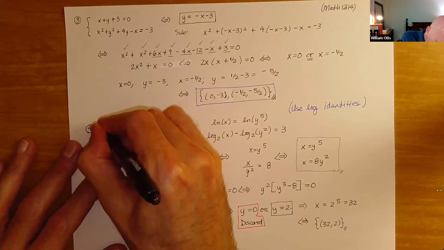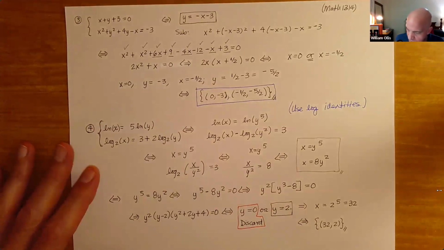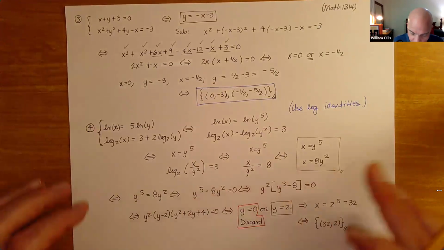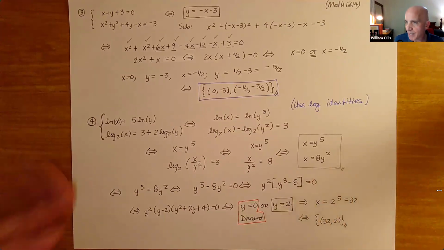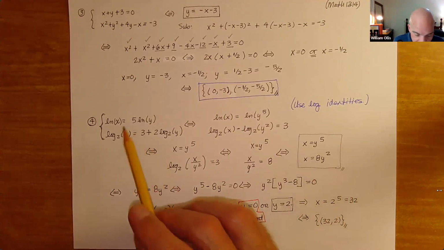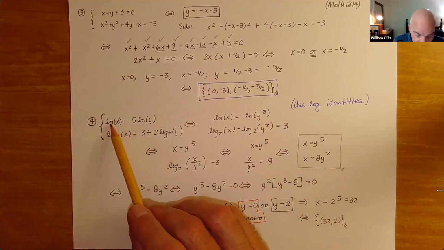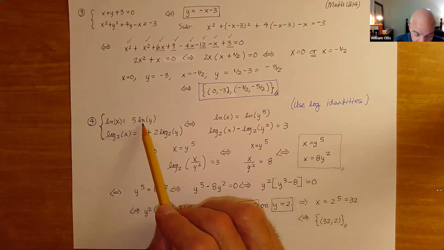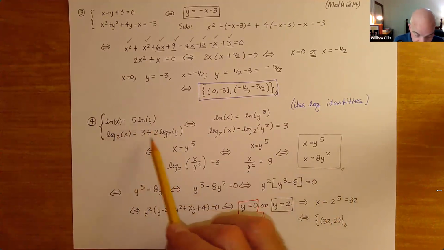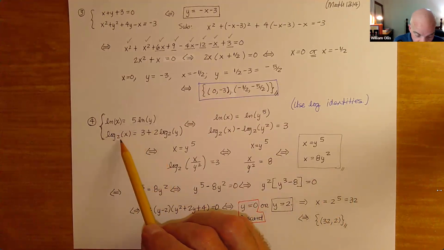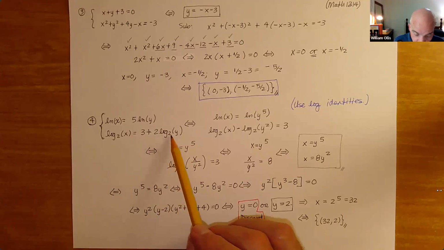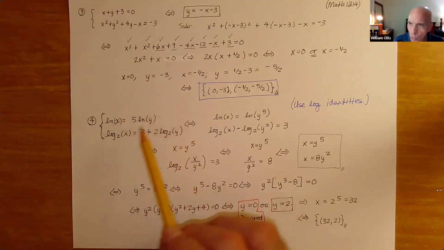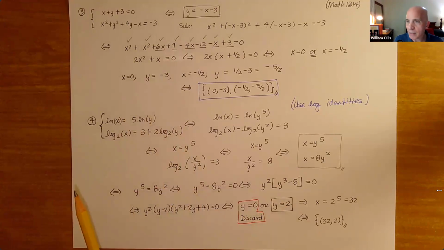So let me go ahead and put the brace here so you see the system. And I got this out of your textbook, again, because it was similar to the other logarithm problem, but had some very interesting adjustments to it. Notice in this case, we have the natural log of x equals 5 times the natural log of y. And then for the second equation, we have the base 2 logarithm of x equals 3 plus 2 times the base 2 logarithm of y. Again, equations in x and y, clearly not linear.